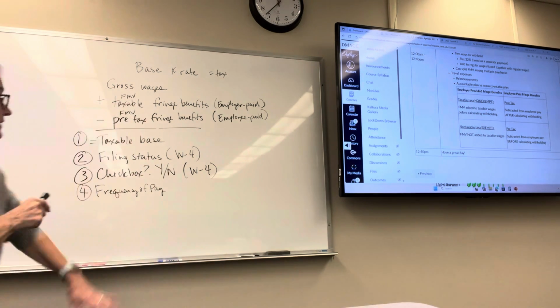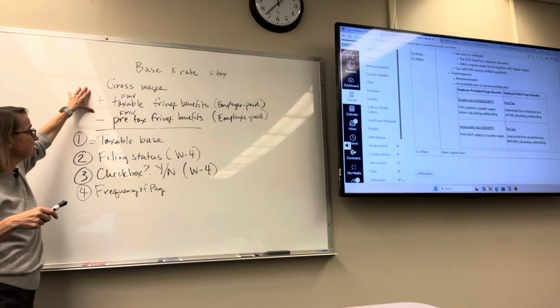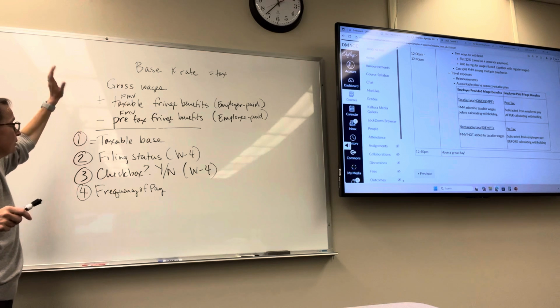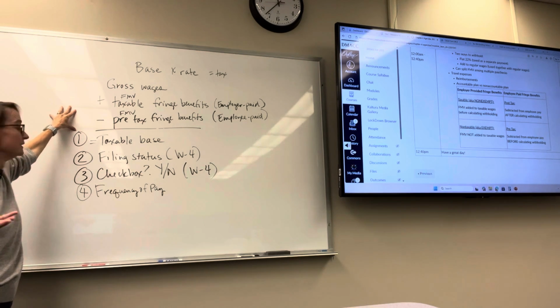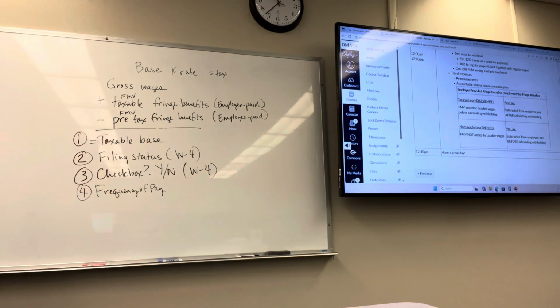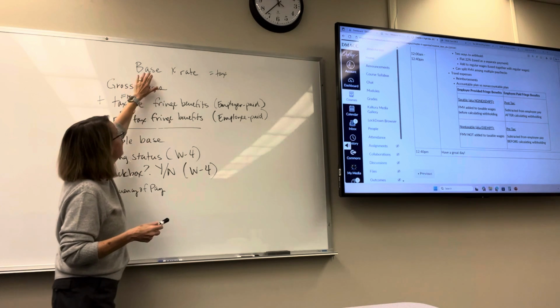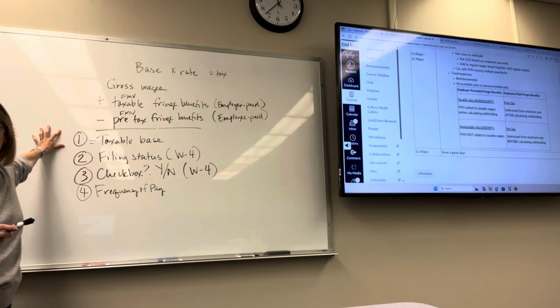Okay, so that's the order in which we'll start with those gross wages, add taxable fringe benefits that are paid by the employer, subtract pre-tax fringe benefits that the employee pays to arrive at our taxable base. Okay, so that's how we get to this number here. And this is one of the factors that we are going to need.